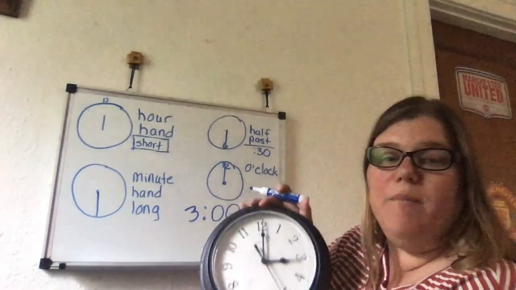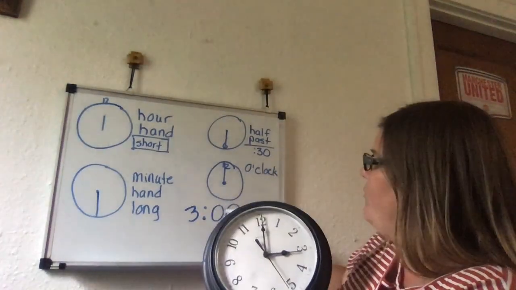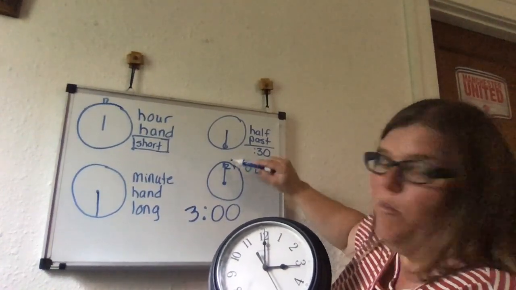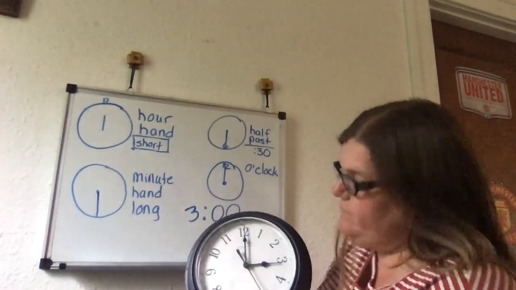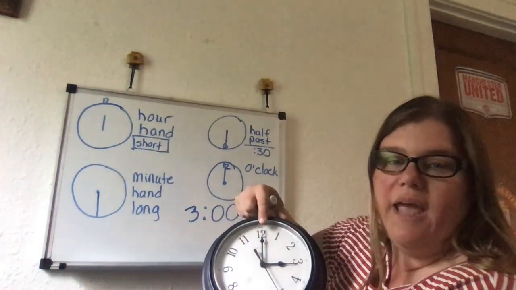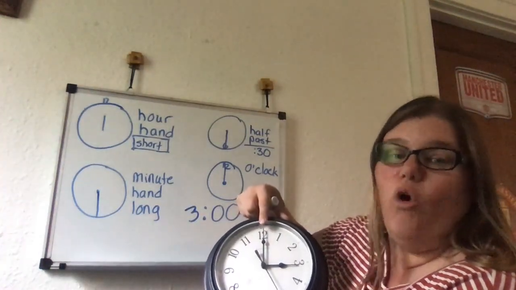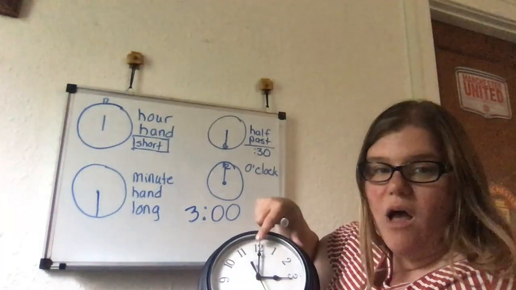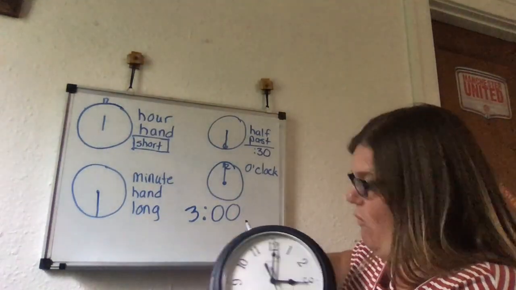This time on an analog clock would be called 3 o'clock. Do you see how the minute hand is pointing straight up? This minute hand, the long hand, is pointing straight up at the o'clock. So we would say 3 o'clock. Okay, now I'm going to try something else.